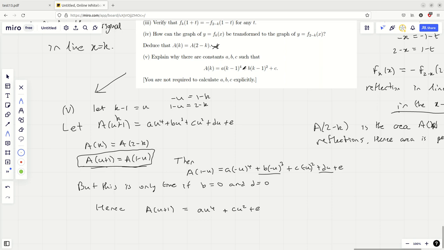They told us we didn't have to find the coefficients, and I have got the answer, because that's a of k equals a times k minus 1 to the 4 plus c times k minus 1 squared plus e. And so I've shown we can always write it like that. It's because of a symmetry, basically. That's what that is, a little bit of symmetry.